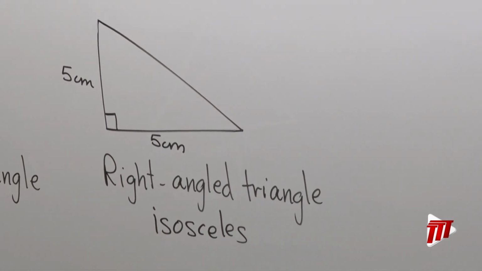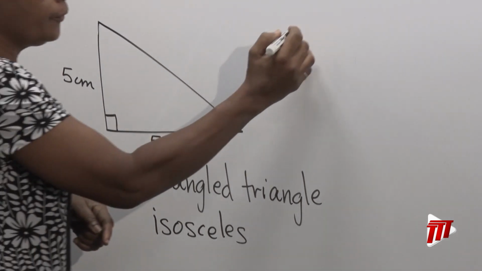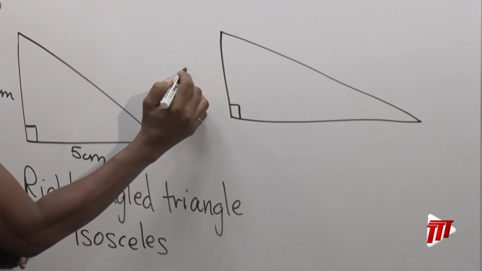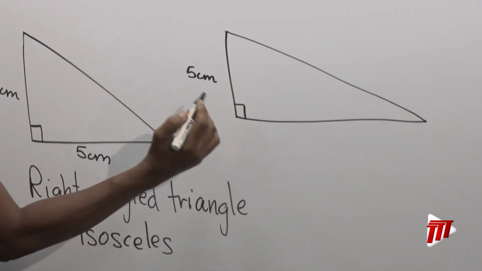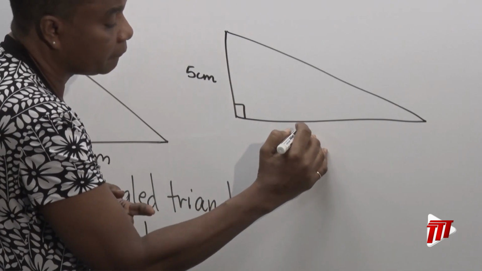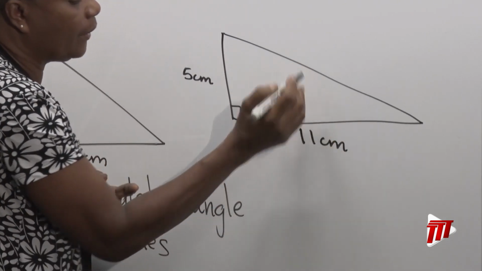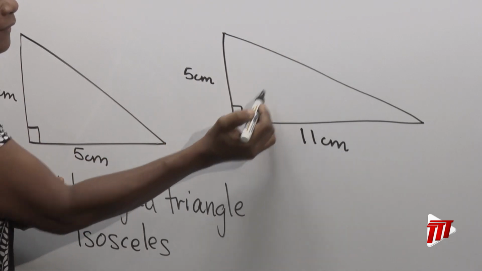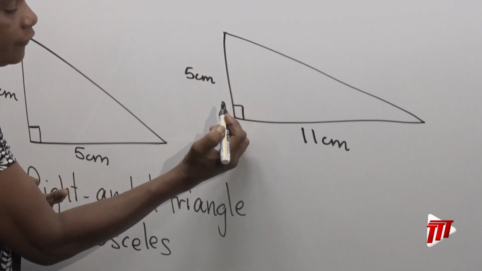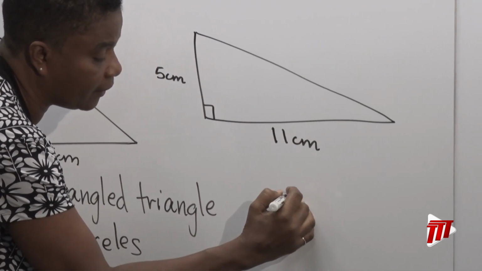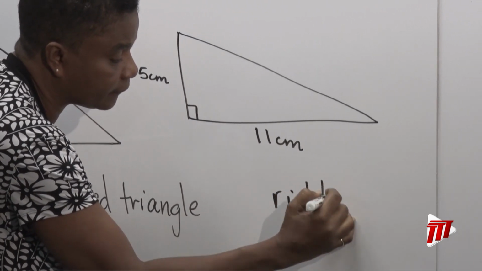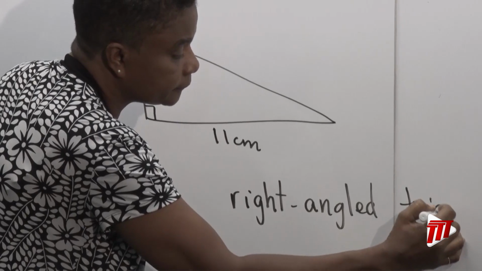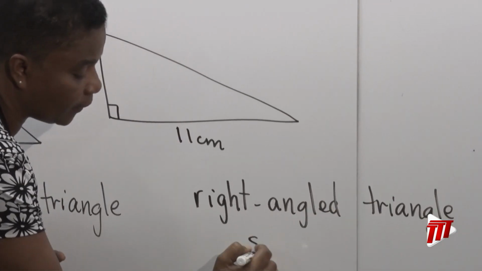Did we see that? Yes, but I can also do this, couldn't I? And make this right angle. I can make this 5 centimeters, and I can make this, let's say, 11 centimeters. Will this be the same? No, remember we also said that the side opposite the right angle will be longer. Therefore, automatically I know that this one is a right angle triangle. Yes, it is. But what else? It is a right angle triangle, but it is also scalene.